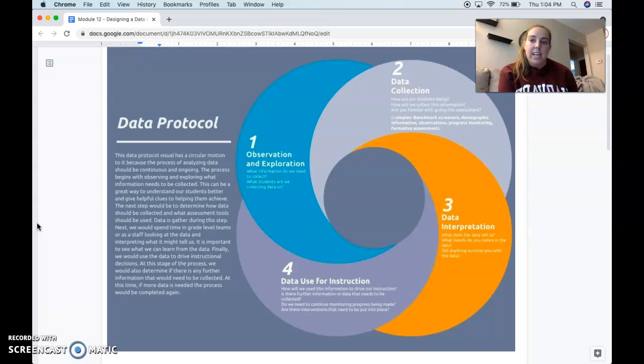AEP 858. I chose a visual that had a circular motion to it that could continue on, because I believe that the data analysis process throughout the school year is continuous and ongoing.